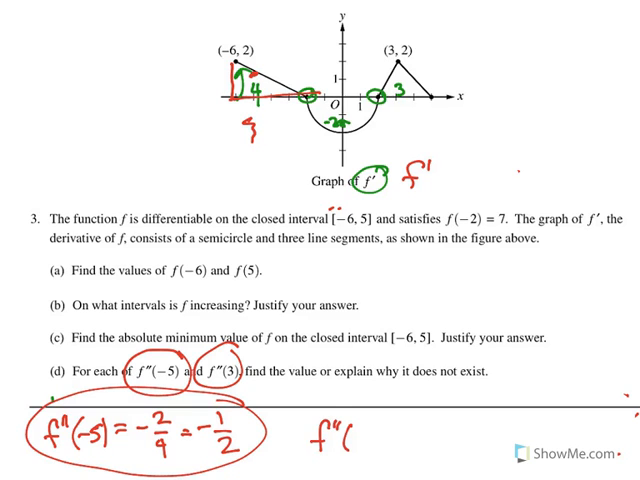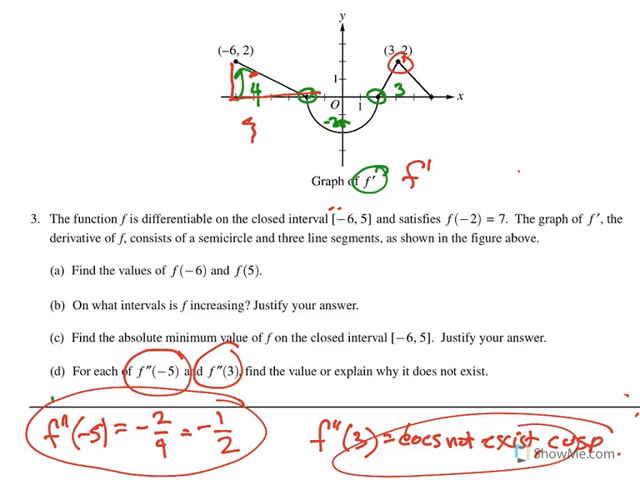And then the slope of f prime, which is that graph, at 3. 1, 2, 3. There. Does not exist. And why, all you got to write is cusp. That's enough to get the problem totally right.